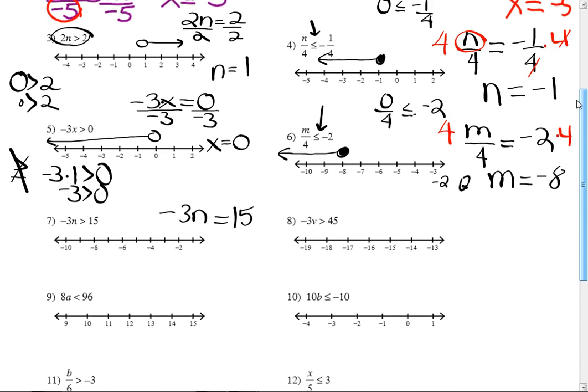So you guys try number 7 and try number 8. You're not going to help us? Yeah, I want you to try it first. First, find the boundary. Find the boundary. Where's the boundary there on that one? What's n going to be equal to? Negative 5. -5, yeah.